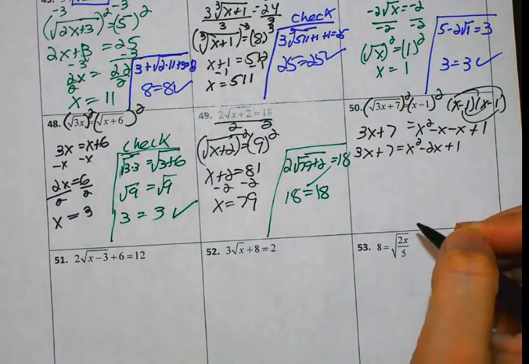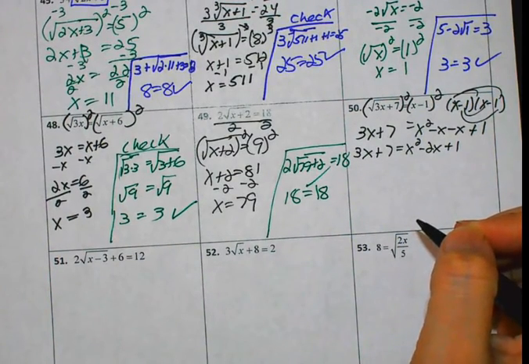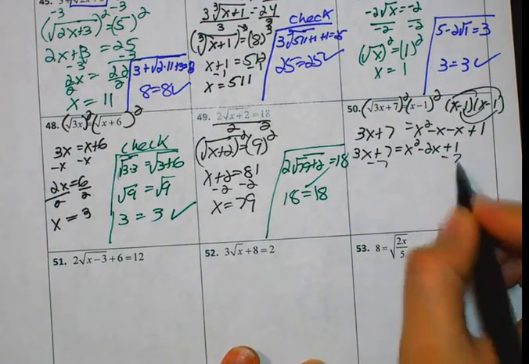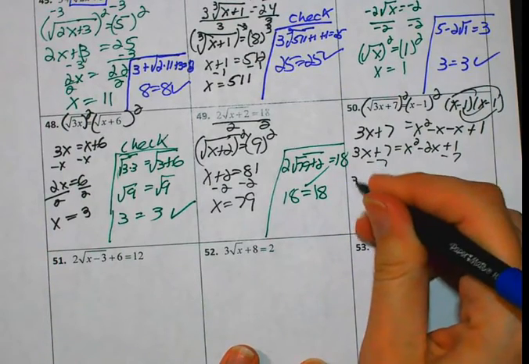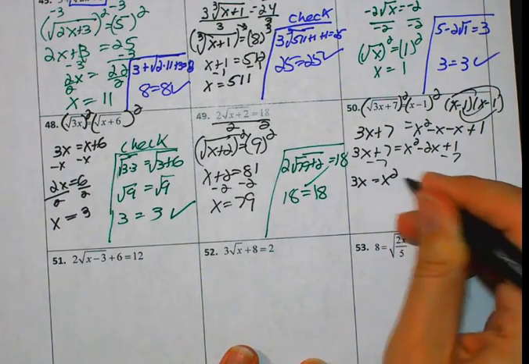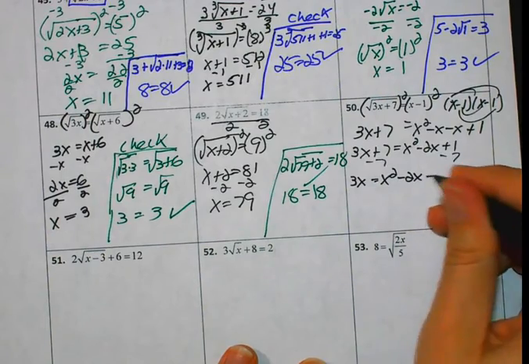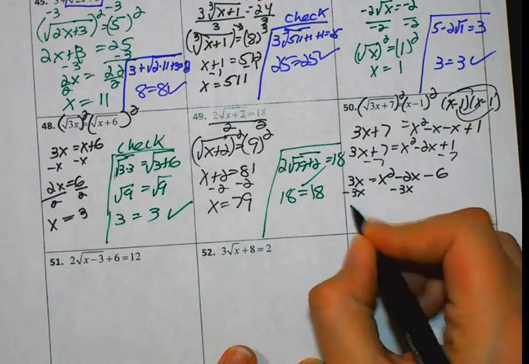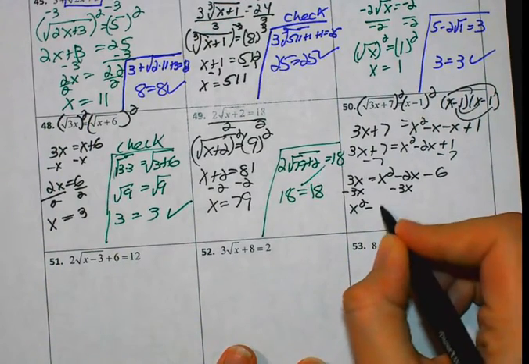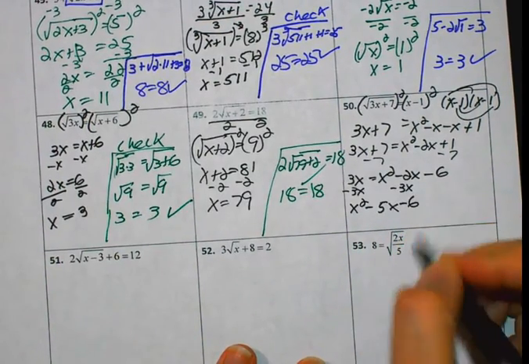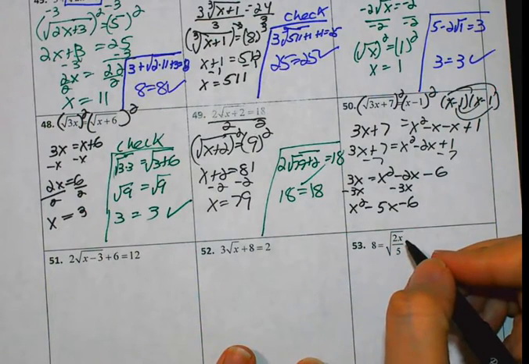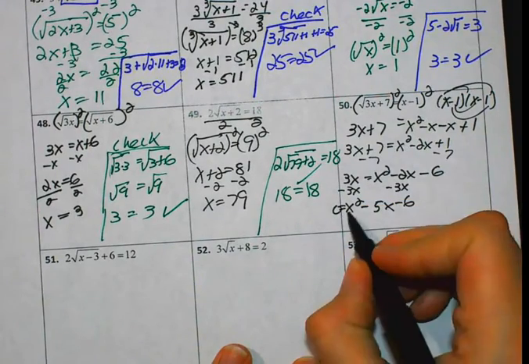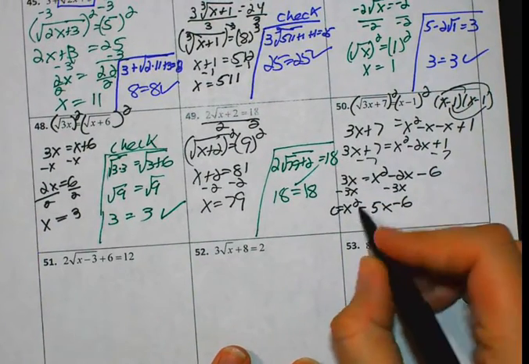Alright, now we've got to solve this equation. I'm going to move everything over to the right side. Minus 7, minus 7, and minus 3x. So that's x squared minus 5x minus 6, and that's going to equal 0. We know this is a quadratic, which means I have to factor this.